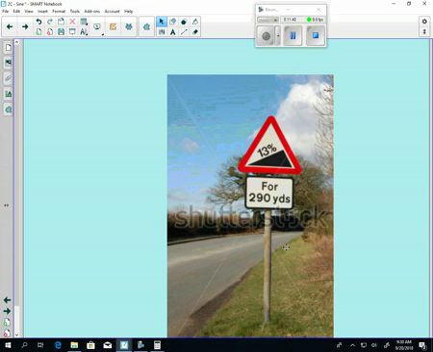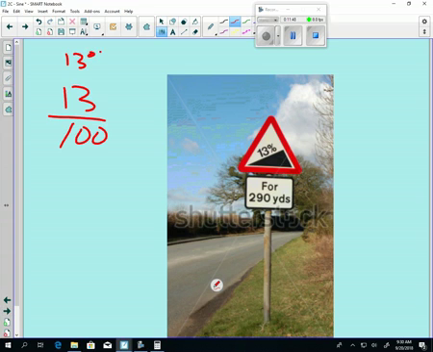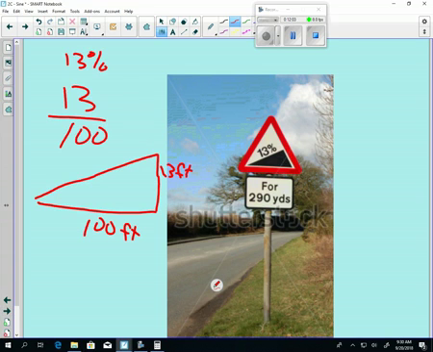Now 13%, remember, percent is of 100. 13% is the same as 13 over 100. It means that for every 100 feet horizontal, there is a height difference of 13 feet. Goes up vertically or down vertically 13 feet. That's what the percent means.